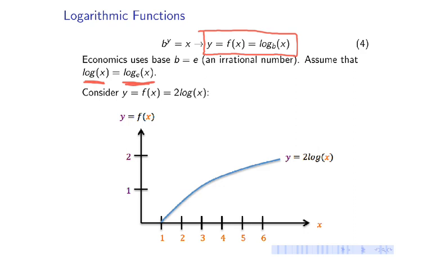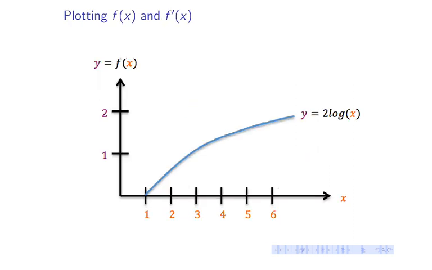Now, let's consider for a moment our motivating example, which is y, a function of x, equal to 2 log x. If we were going to plot f prime x right here, it would be downward sloping, something like this. Again, because as we talked about before, the rate of change is decreasing over time. So this is f prime x.